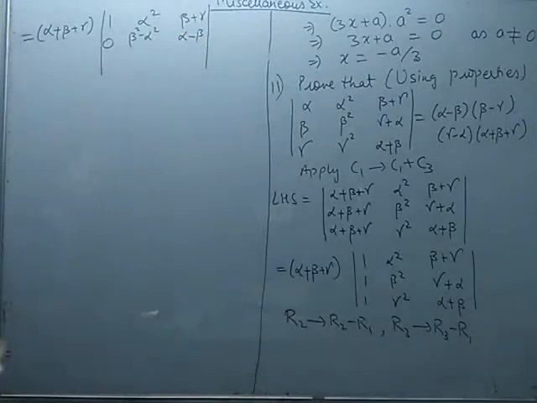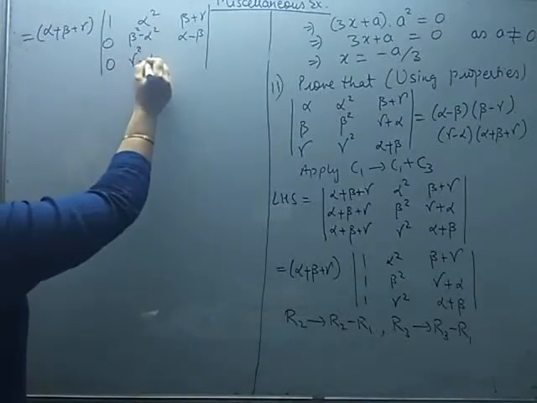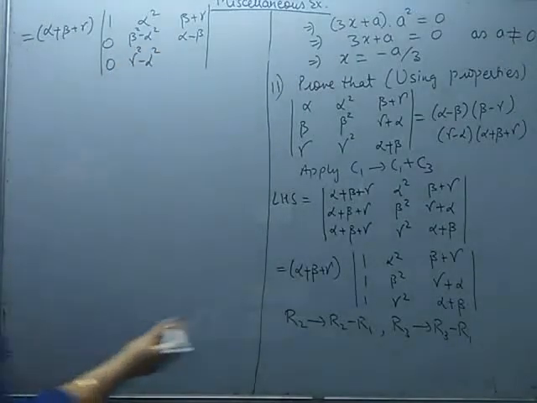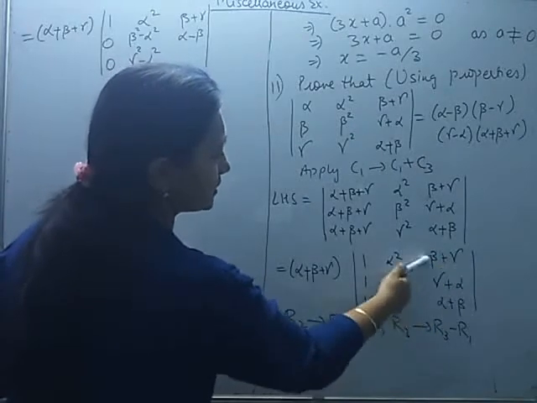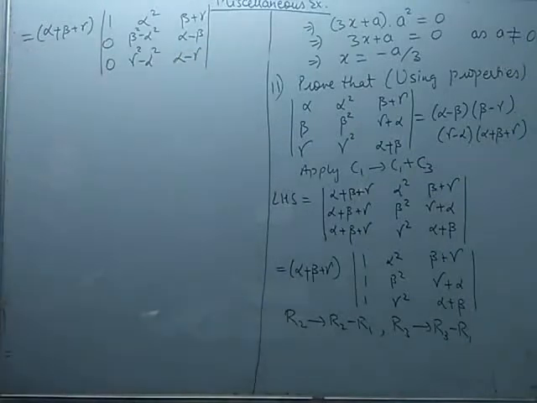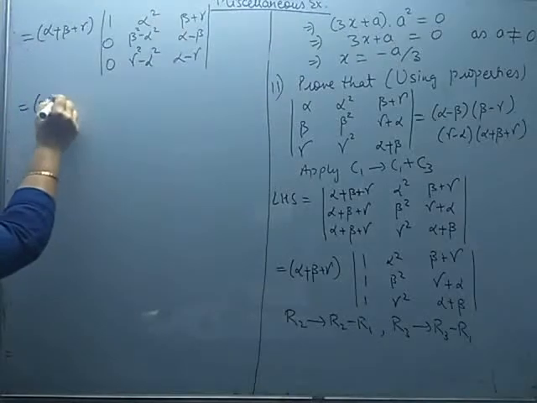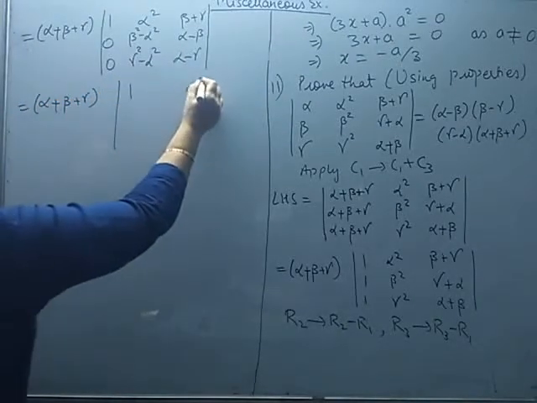Then moving on to row 3, 1 minus 1 gives us 0. The next element will be gamma square minus alpha square. Third element, alpha plus beta minus gamma. So beta and beta get cancelled out. We get alpha minus gamma. Now the second column elements we will simplify a bit so that we can see if something can be taken common.